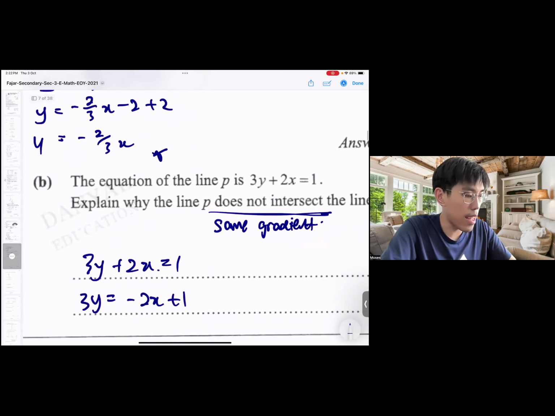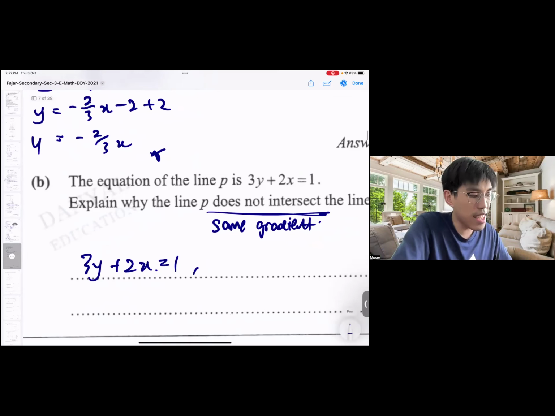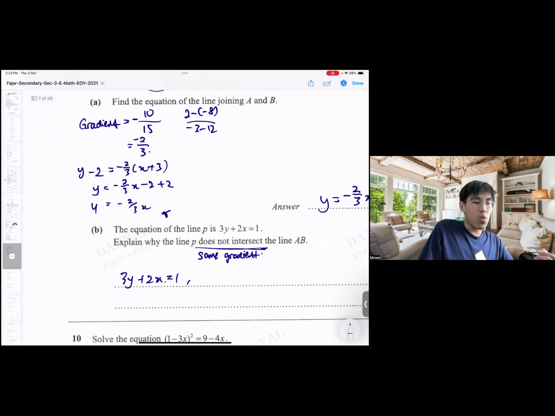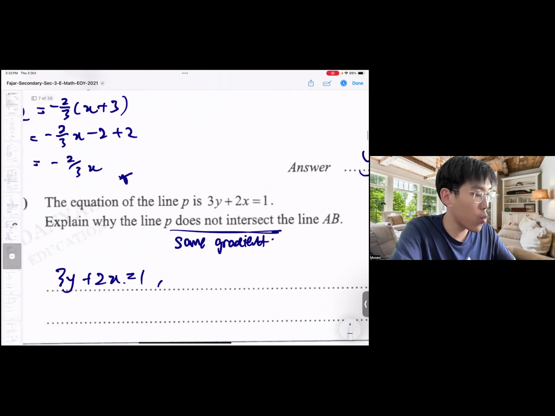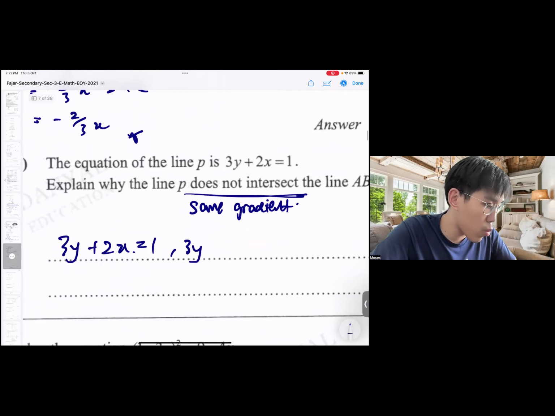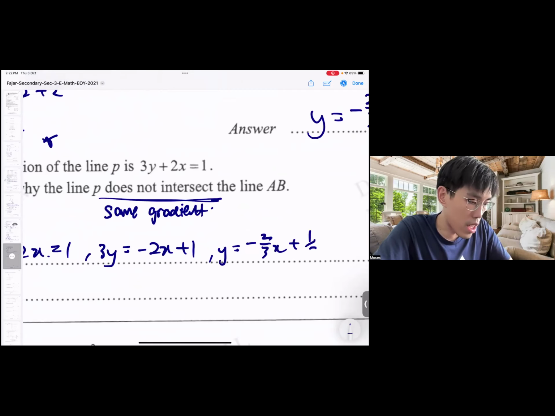Okay, that's 3y. Then at the same time, I write it here. Technically, they didn't give us much space to do the manipulation, so I can just do it along the line. It's perfectly fine. So we need to show that 3y equals to minus 2x plus 1. At the same time, y equals to minus 2/3 x plus 1/3.